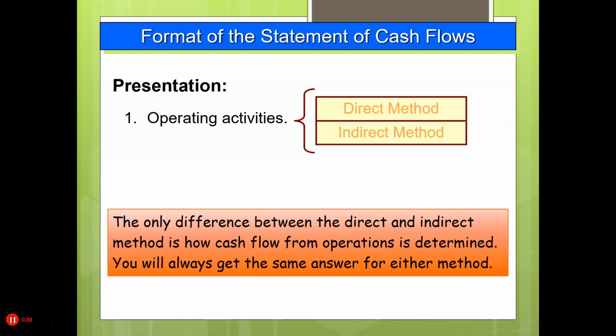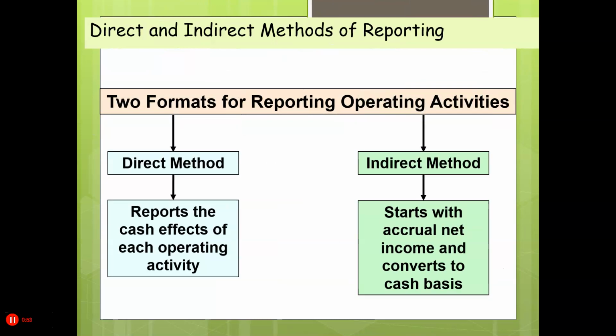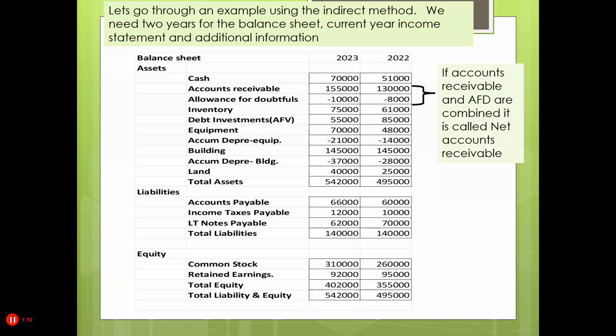The only difference between the direct and indirect method is how cash flow from operations is determined. You still always get the same total. Of course, then we do investing, and then we do financing. Now, when you do the direct method, you're going to look at reports, and it looks at the cash effects of each operating activity. Under the indirect method, we're going to take our accrual net income and convert it to cash. So, let's go through an example using the indirect method, and remember that accounts receivable and allowance for doubtful can be netted.